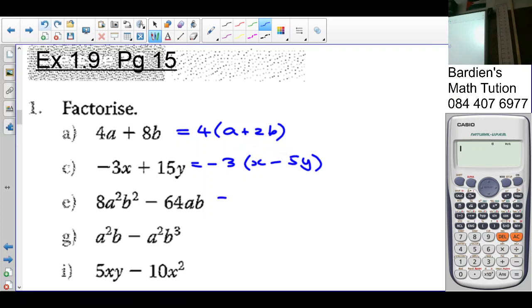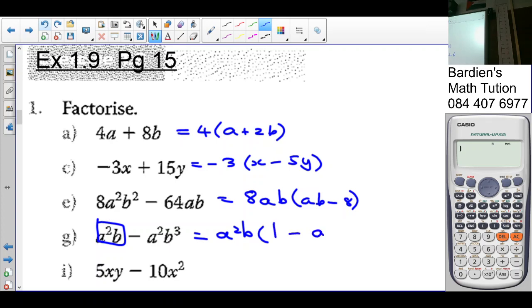Okay. Next, what is common in E? 8AB. What are we left with? AB minus. Next, what's common here? A squared B. What are we left with? 1. Remember we took out the whole term there. So it's 1 minus B squared. You all agree with that? As you can see, A squared is already accounted for.